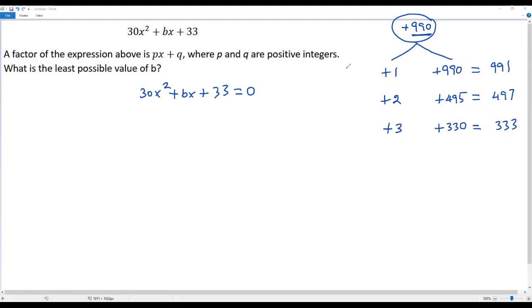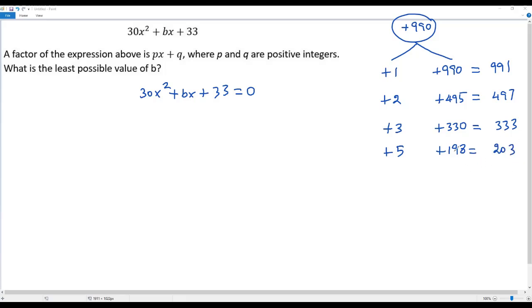Positive 4 will not work because positive 4 will not evenly divide this 990. So we can try positive 5. When I take positive 5 as the first factor, the second factor I'm getting is positive 198. Then when I add 198 and 5, I'm getting 203.